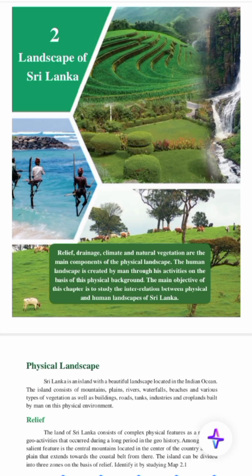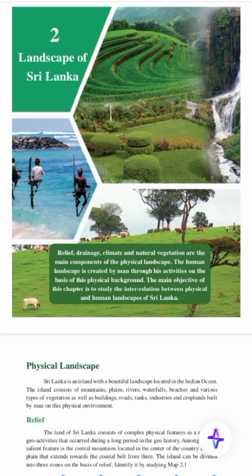Relief, drainage, climate, and natural vegetation are the main components of the physical landscape. The human landscape is created by man through his activities on the basis of the physical background. Okay. The main objective of this chapter is to study the interrelationship between the physical and human landscape of Sri Lanka. This is the thing.